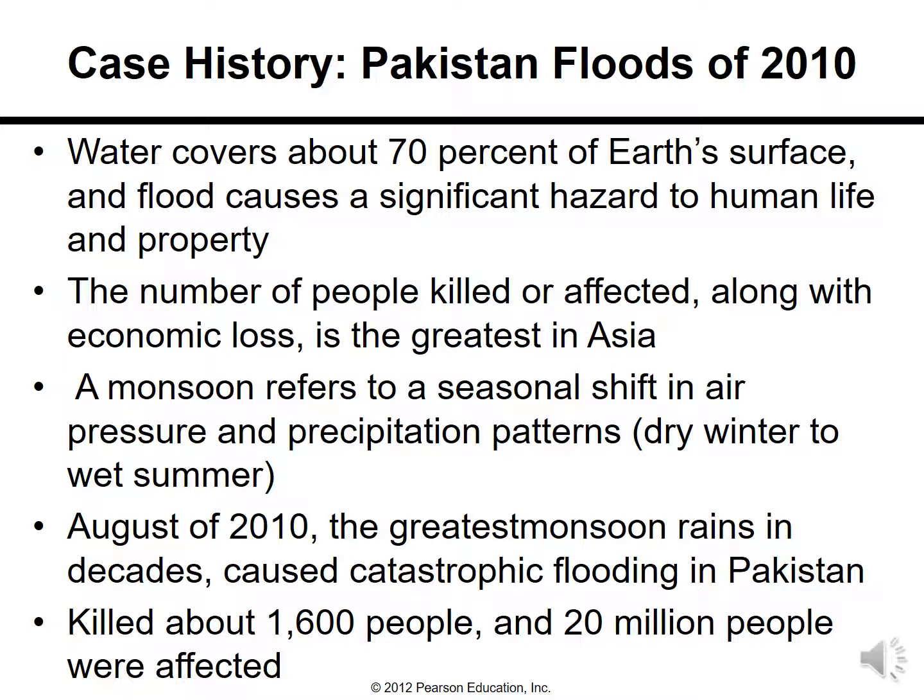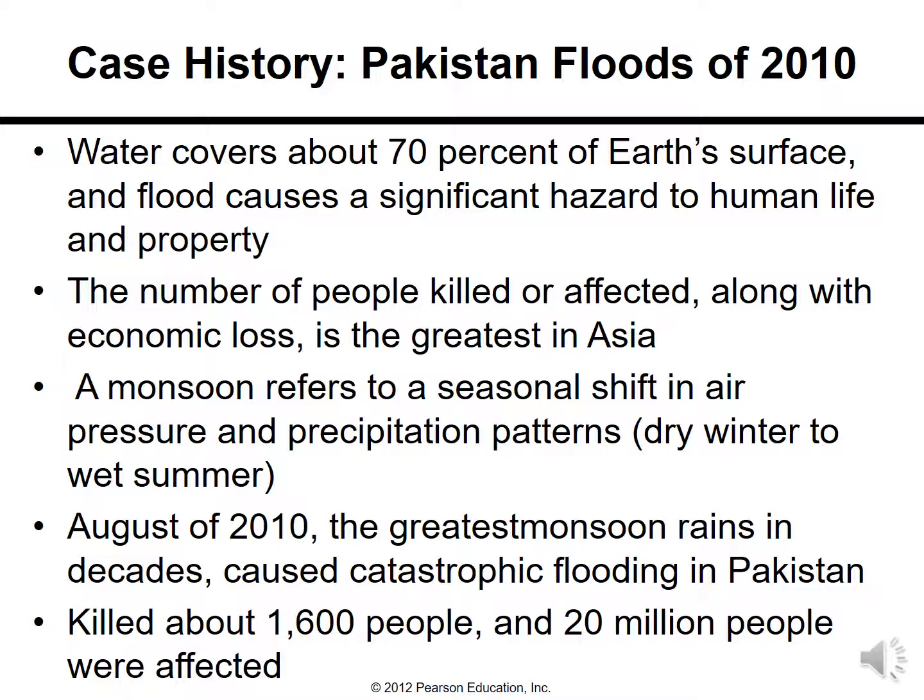The number of people killed or affected, along with economic loss, is the greatest in Asia. A monsoon refers to a seasonal shift in air pressure and precipitation patterns, from dry winters to wet summers.